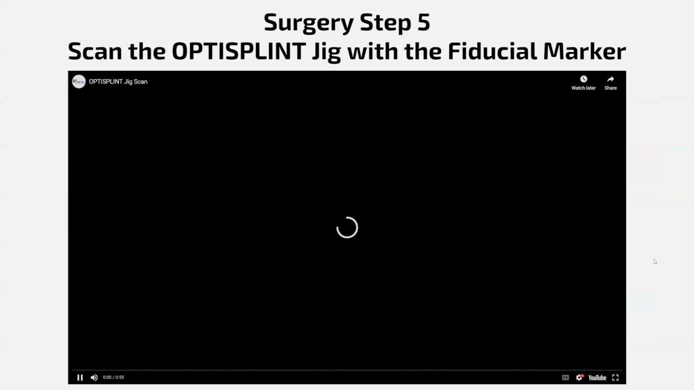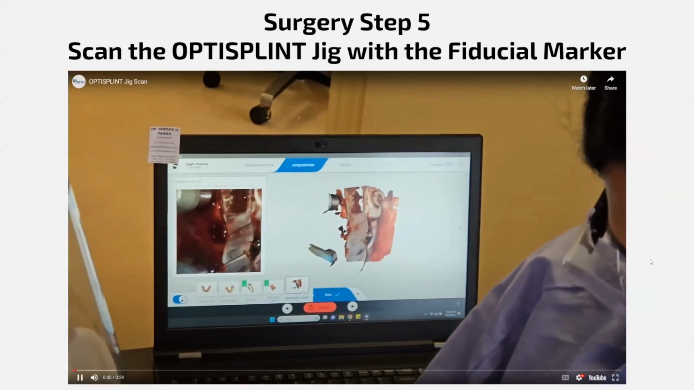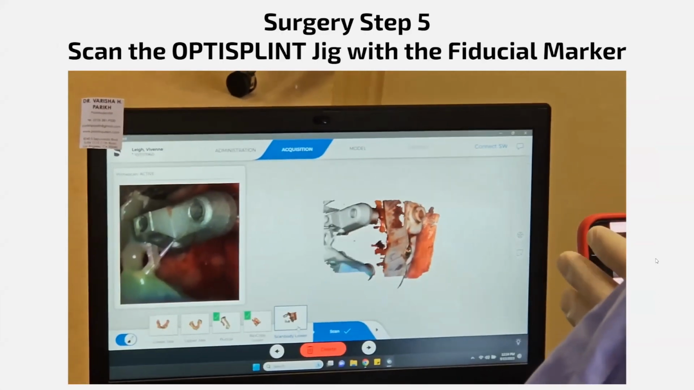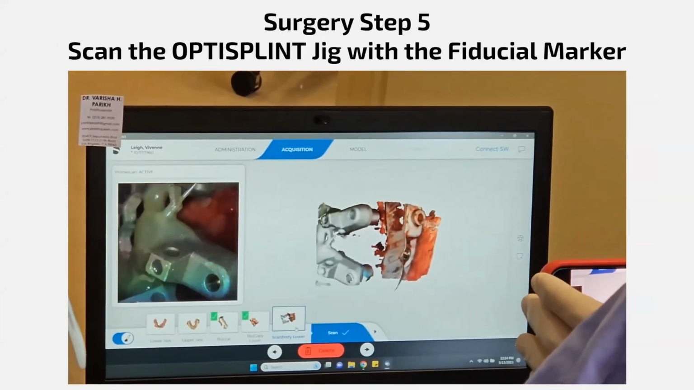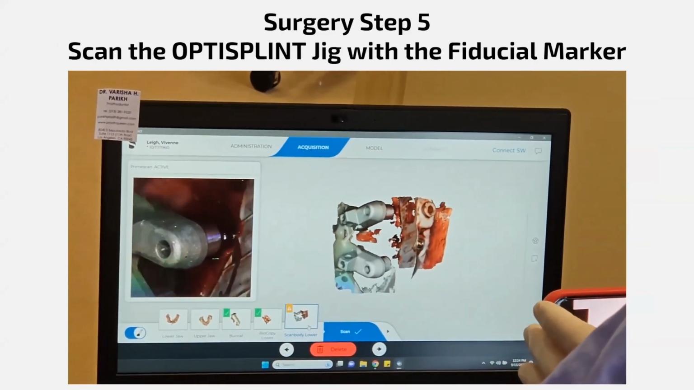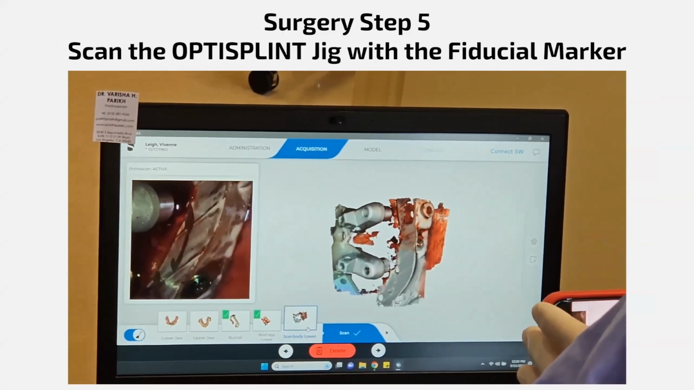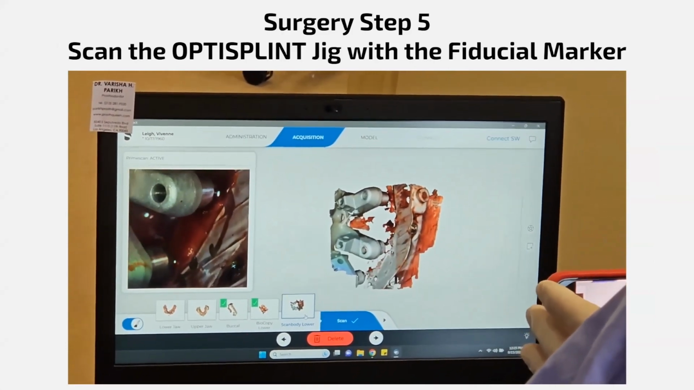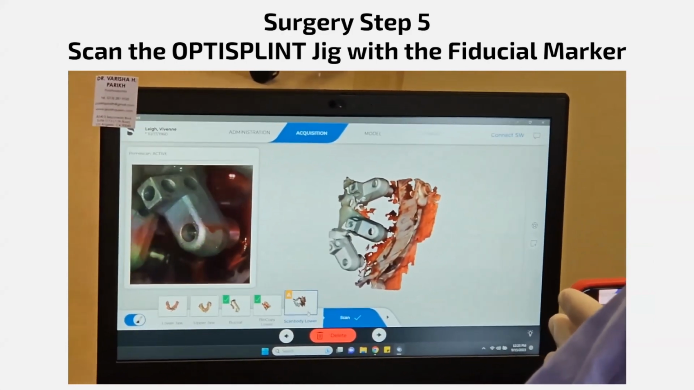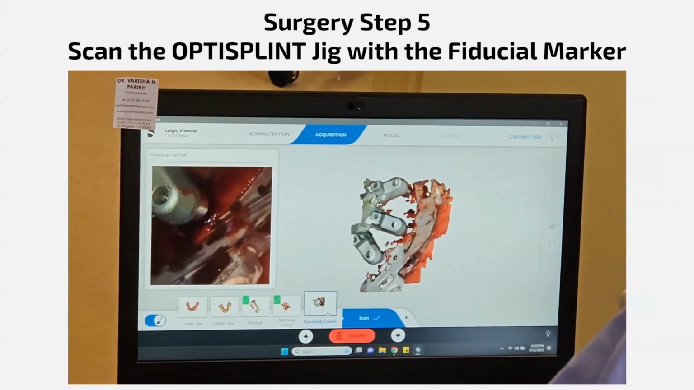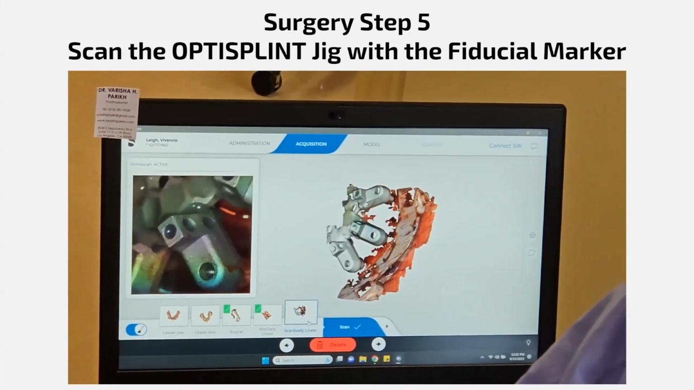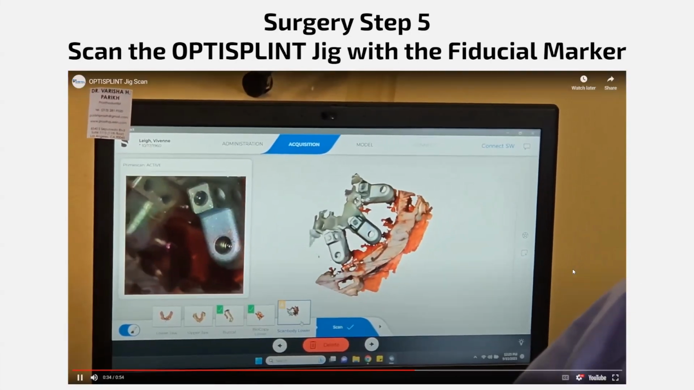Here's a quick video of us scanning the OptiSplint with that fiducial marker. Again, we're doing it with a Prime Scan. The technique here is really just to keep your scanner at a nice level above what you're scanning, and try to keep that as consistent as possible. Especially with a Prime Scan, you want to keep it about 90 degrees from what you're scanning. Just go slow, keep a nice steady pace, going over everything. If you do that, you're going to get a really nice scan of the OptiSplint as well as the fiducial marker at the same time.